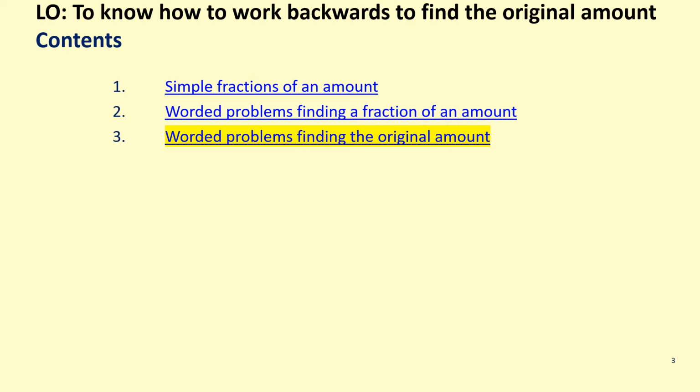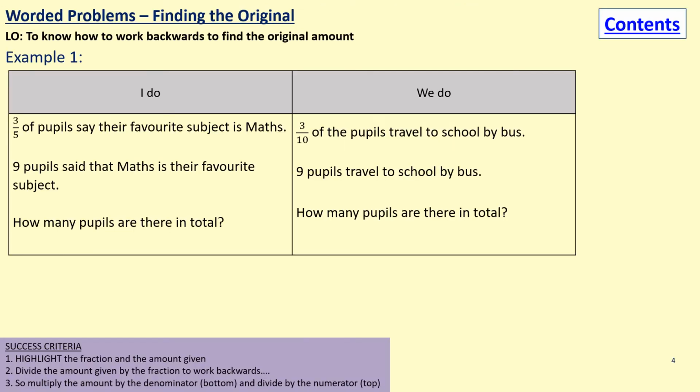So again, today's learning objective is to know how to work backwards to find the original amount. We've already learned how to write simple fractions of an amount and how to find a fraction of an amount from worded problems. So this is the third and final lesson in this unit, just like I said. So let's start with example 1.